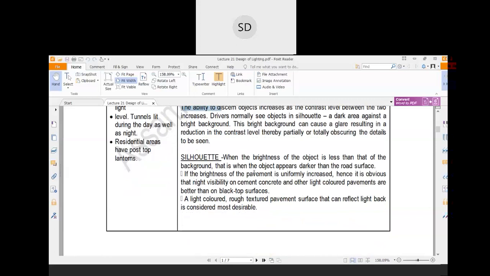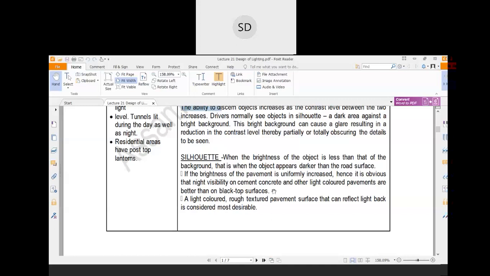Now, if the brightness of the pavement is uniformly increased, it is obvious that night visibility on cement concrete and other light colored pavements is better than on blacktop surfaces. Basically, the color of the cement concrete pavement would be deep gray or light gray, and it is better for night visibility than the blacktop surface of the normal bituminous road.